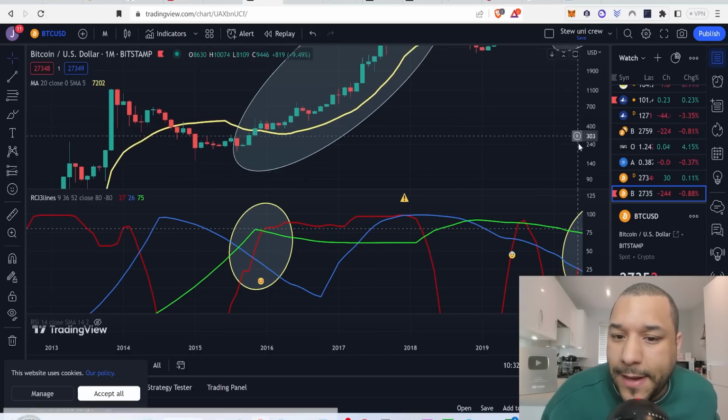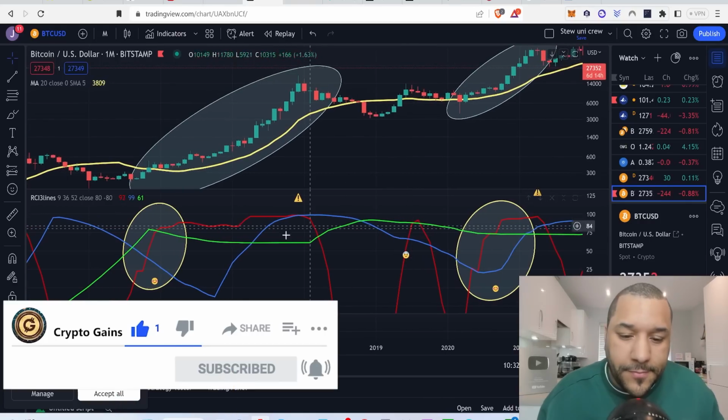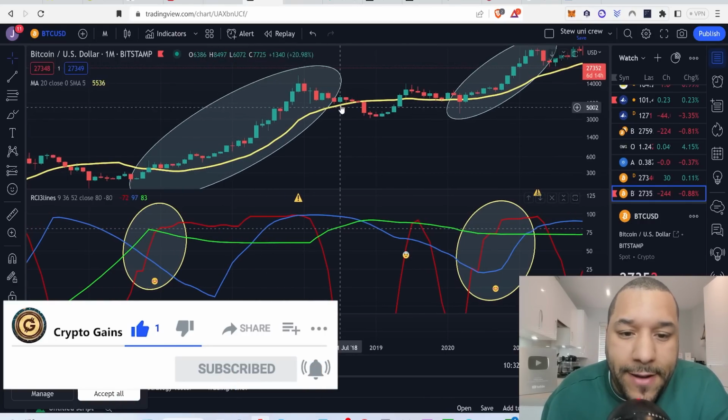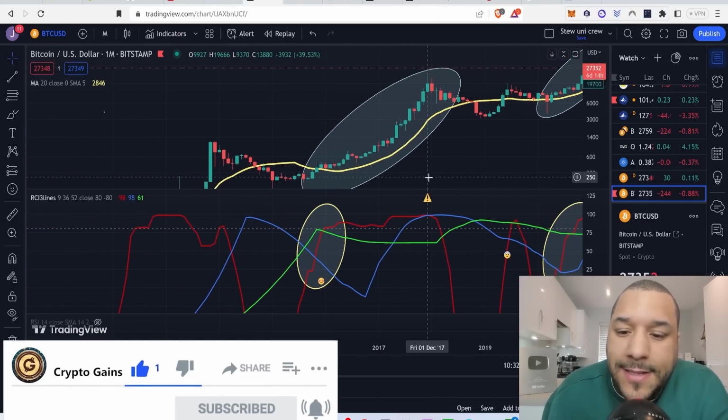So let's just quickly go back now and have a quick look at what's going on. Once you see this cross of the blue line and the red line, you see it tops out, and it's the same thing that I told you before.